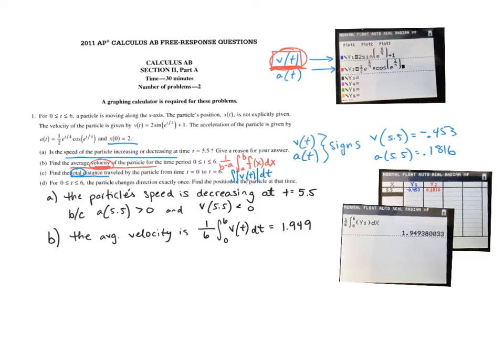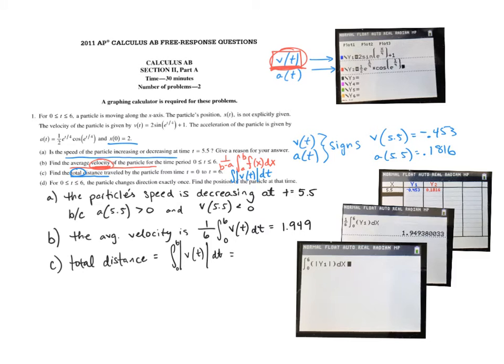All right. So for part C, I want the total distance traveled by this particle. It's going to be equal to the integral, the absolute value of v of t dt from 0 to 6. So let's go to our handy dandy calculators and plug that in.